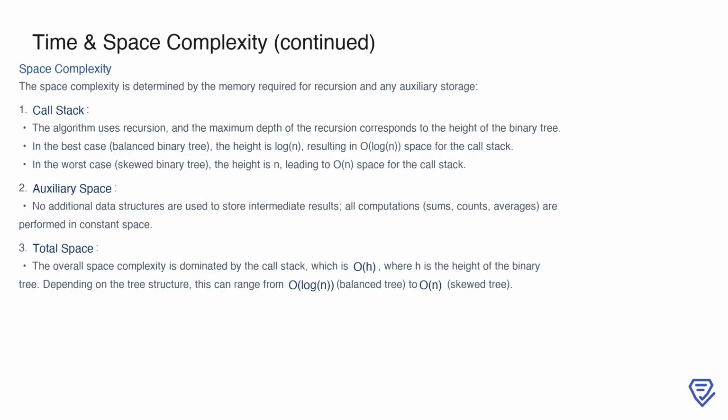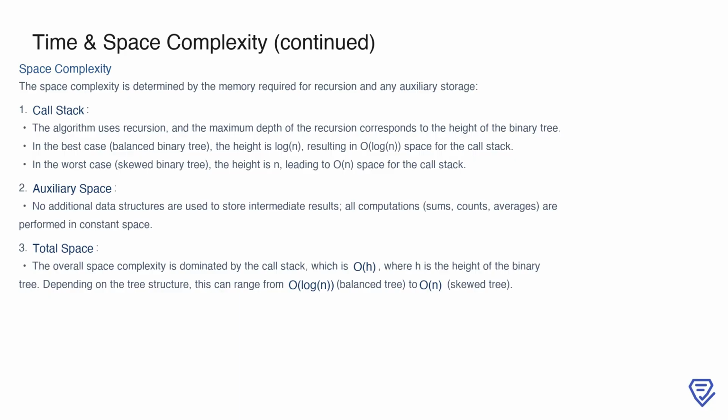Additionally, the algorithm does not require any extra space beyond the call stack. All intermediate values, such as sums, counts, and averages, are computed in constant space. As a result, the total space complexity is determined by the call stack, which is O(h), where h represents the height of the binary tree. Depending on the tree's structure, this can range from O(log n) for a balanced tree to O(n) for a skewed tree.